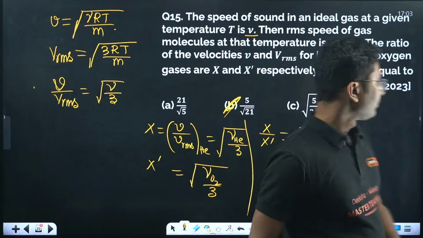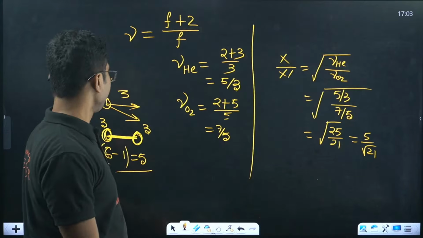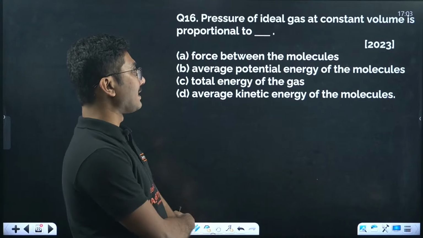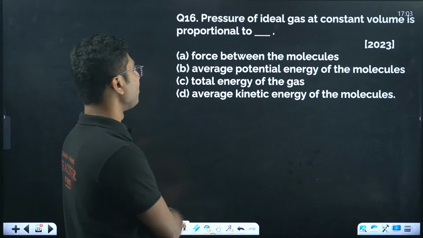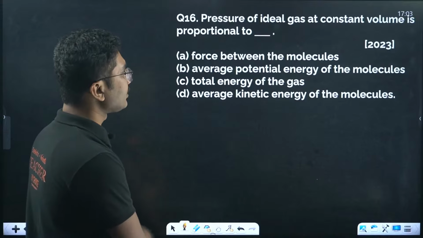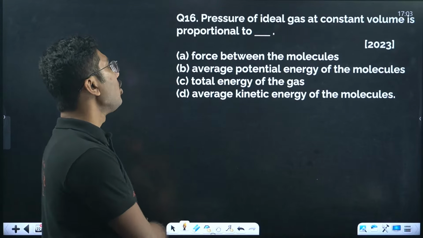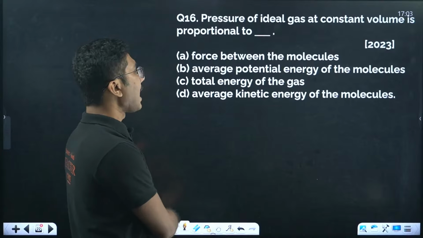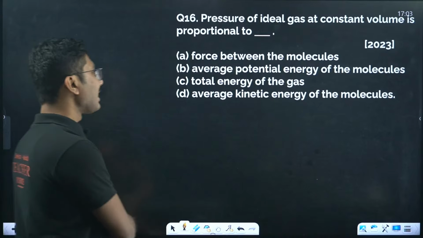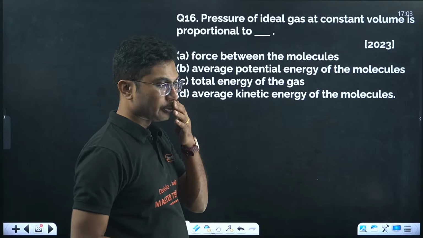Okay, now let's move on to the next question. Pressure of ideal gas at constant volume is proportional to: force between the molecules, average potential energy of the molecules, total energy of the gas, average kinetic energy of the molecules. Easy question.